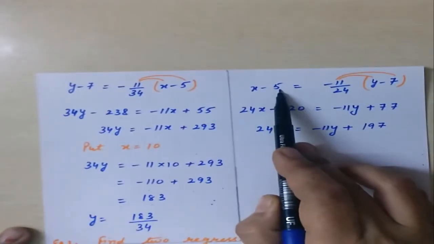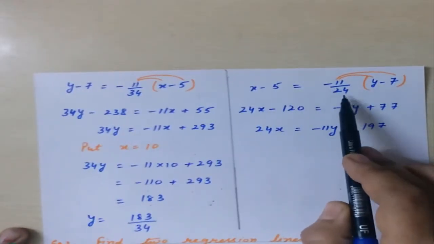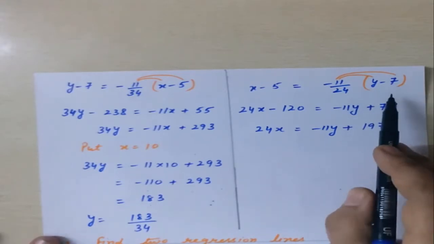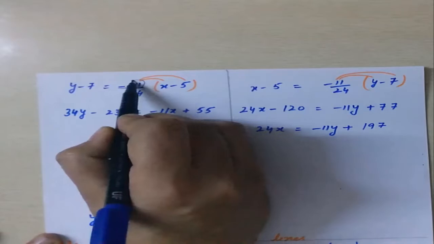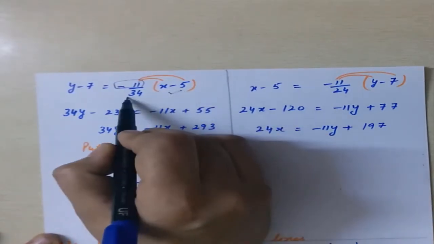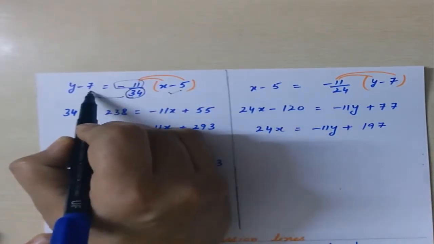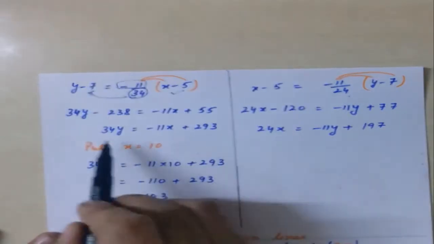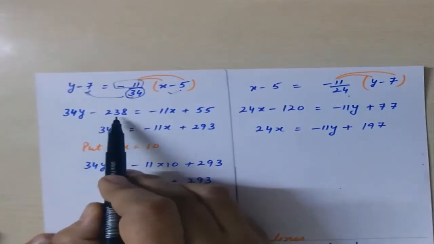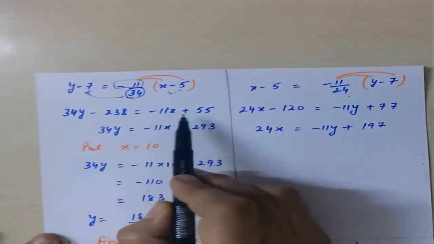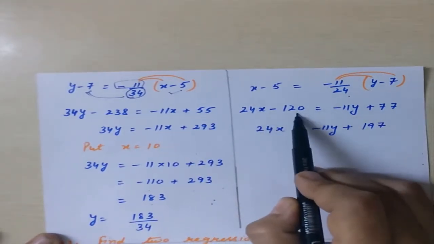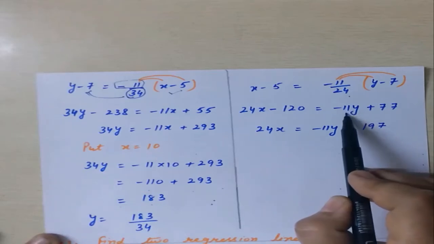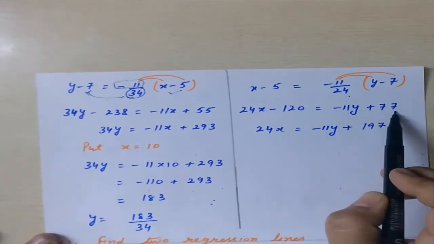Same case, x minus 5 upon 24 equals y minus 7 upon 11. Now this numerator will be multiplied with this bracket and this denominator will be cross multiplied there. Same case here, 34y minus 238 equals 11x minus 55. Same case, 24x minus 120 is equal to minus 11y plus 77.